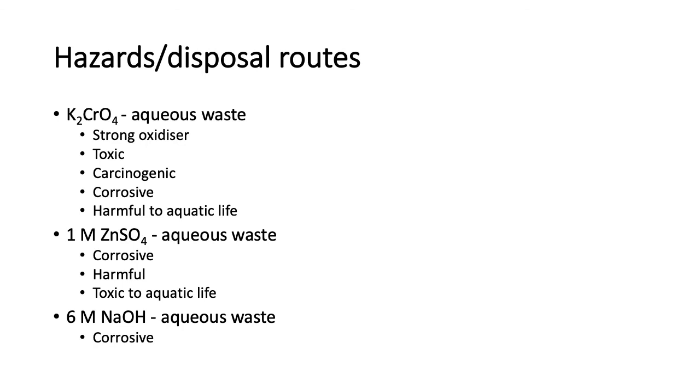The cost of these chemicals, so the potassium chromate I saw being sold 100 grams for like £10. It's not that bad. The zinc sulfate I saw like 500 grams being sold for like £50. And then the sodium hydroxide is just a regular chemical, so that's fine.